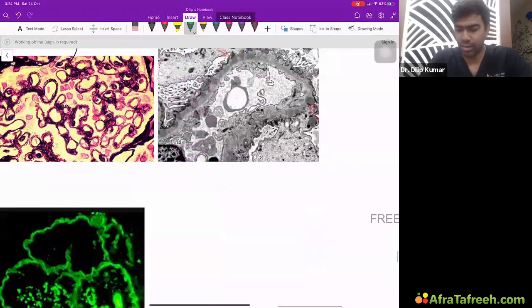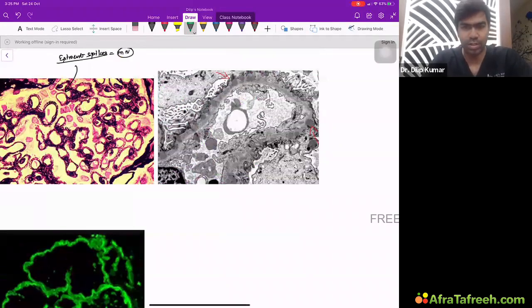And this is an example of an electron microscopic image which shows this spike and dome kind of pattern. So I can draw with a different color. Maybe this is the immune complex deposits that I'm seeing underneath the foot processes of the podocytes. And at the same time, there are some basement membrane spikes as well, like this. So this is the characteristic spike and dome pattern.